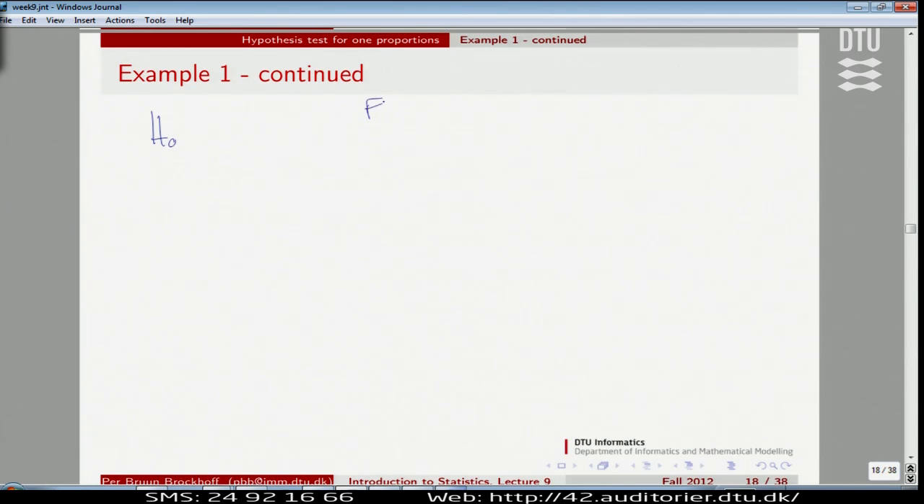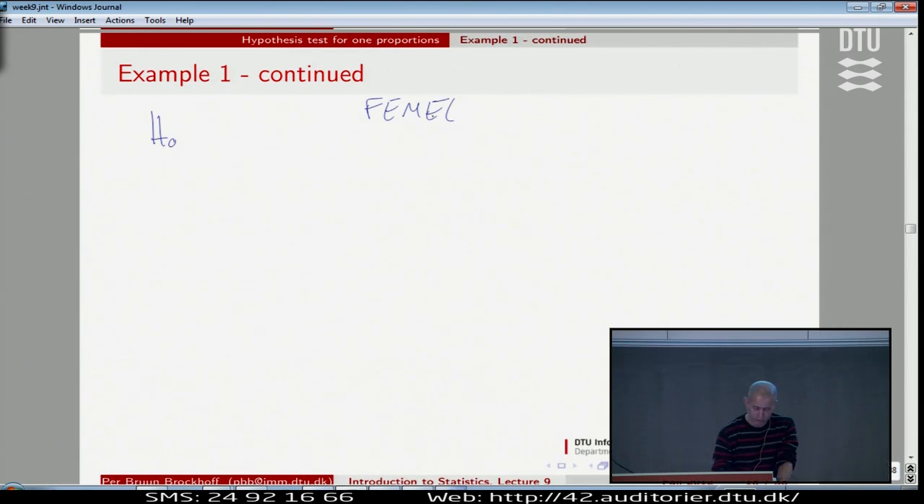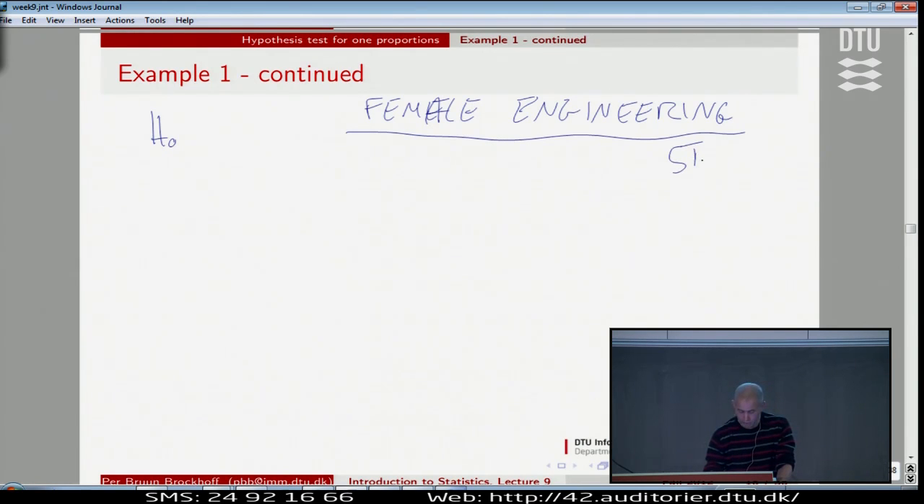Let's do the female engineering students. Female engineering. It's difficult. Engineering. I think this is the way to spell the thing we do here at our university, isn't it? Students, not female engineering, what the heck. Female engineering students.